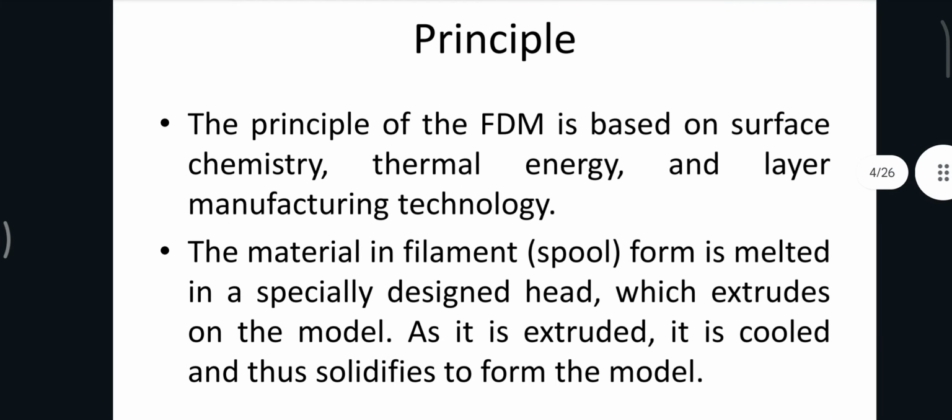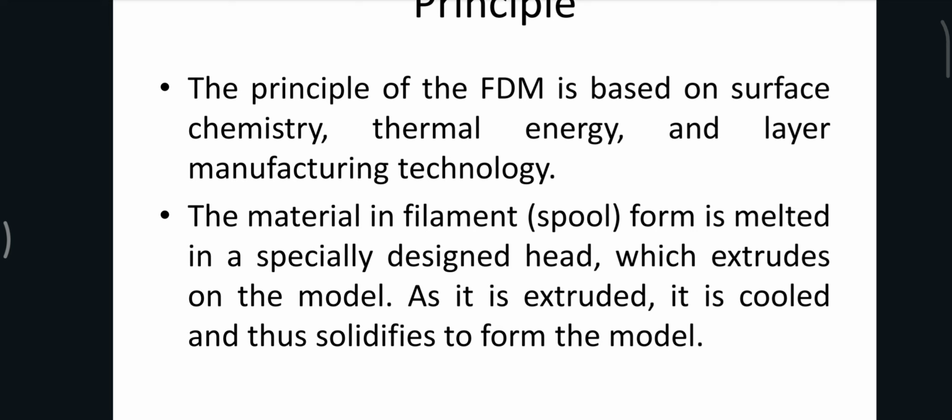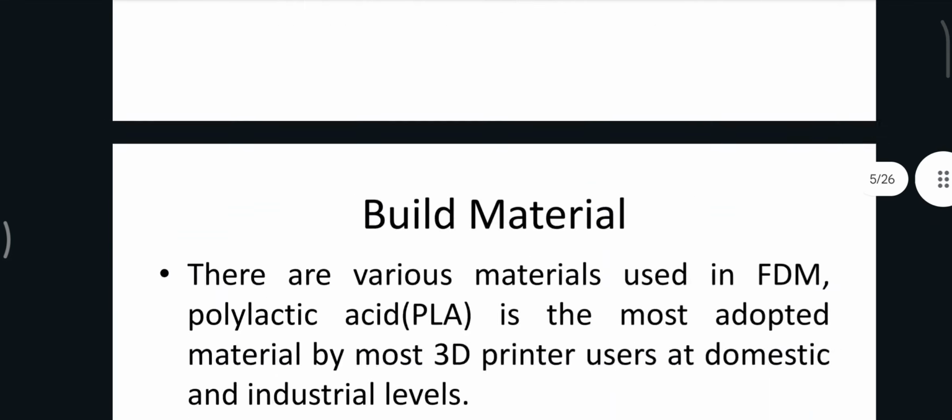Principle of FDM. The main principle of FDM is based on surface chemistry, thermal energy, and layer manufacturing technology. The material in filament spool form is melted in a specially designed head which extrudes on the model. As it is extruded, it is cooled and thus solidifies to form the model.